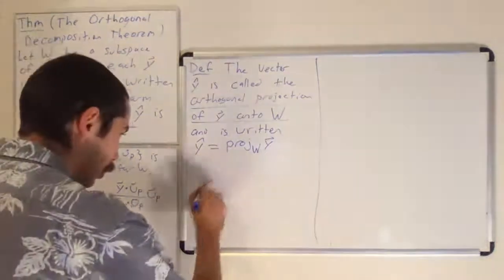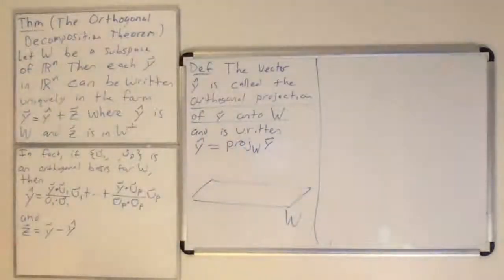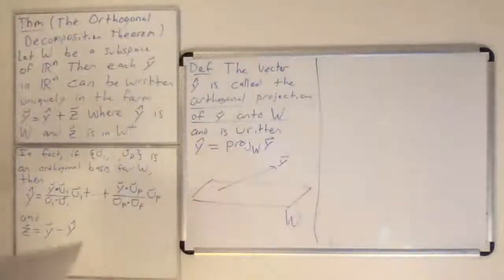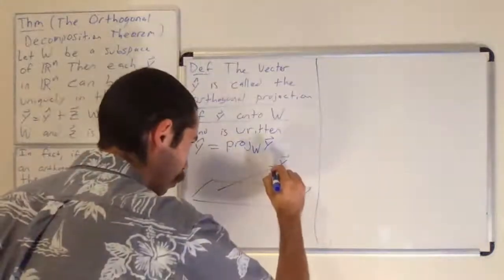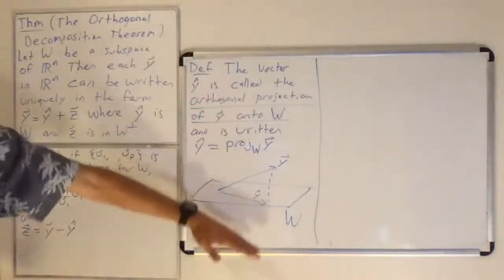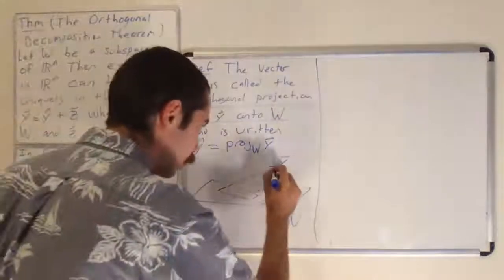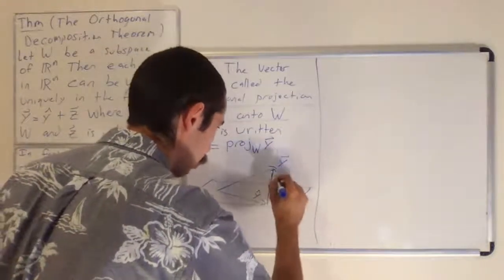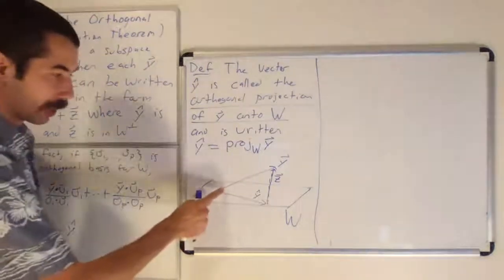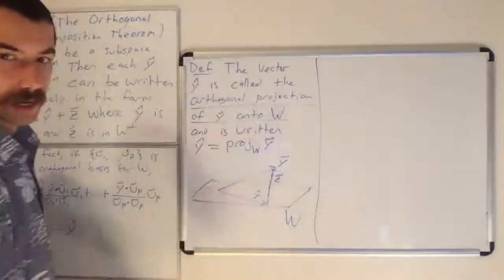Okay, and what this looks like, let's say this is the subspace W. And we have some vector, say this is Y, that's outside of W. We project it into the plane. And that gives us Y hat. And the vector that goes from Y hat up to Y, that would be Z. Okay, so this gives us a way to write any vector in high dimensional space as the sum of some vector that lives inside of a subspace plus a perpendicular component.